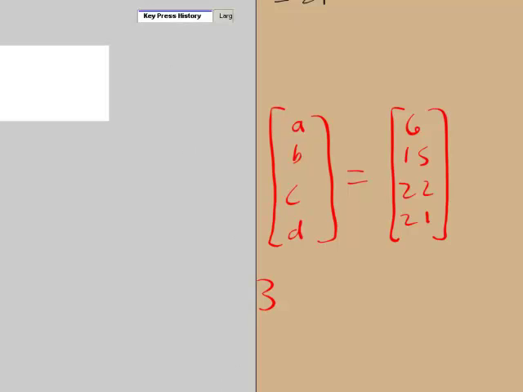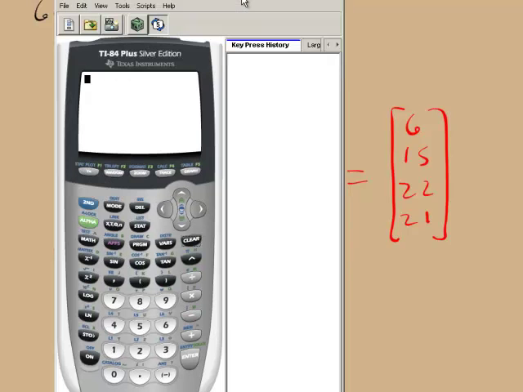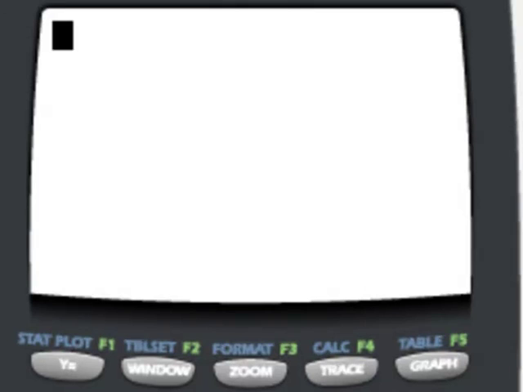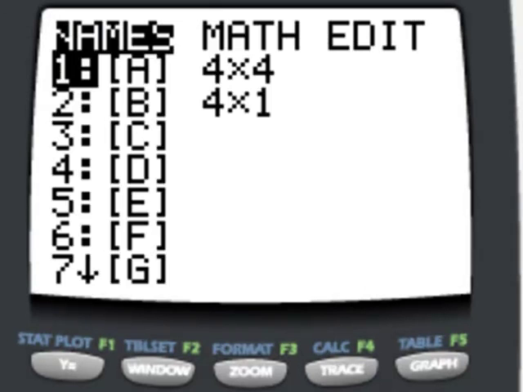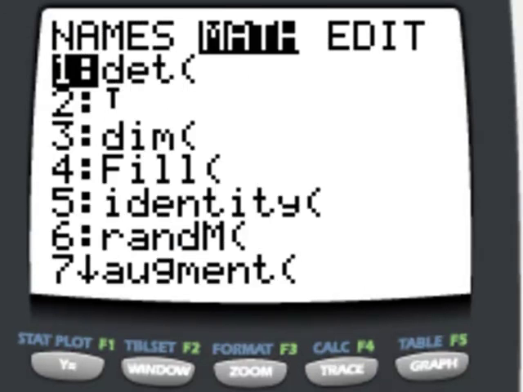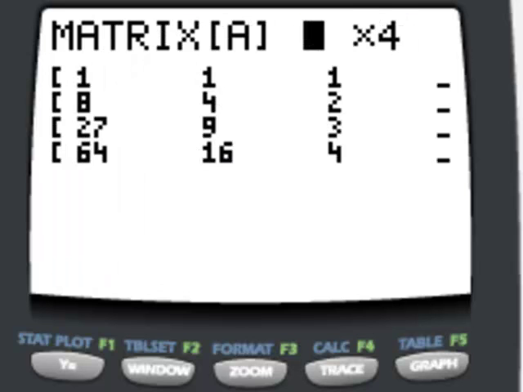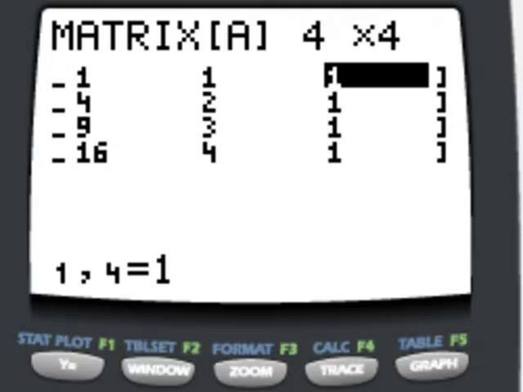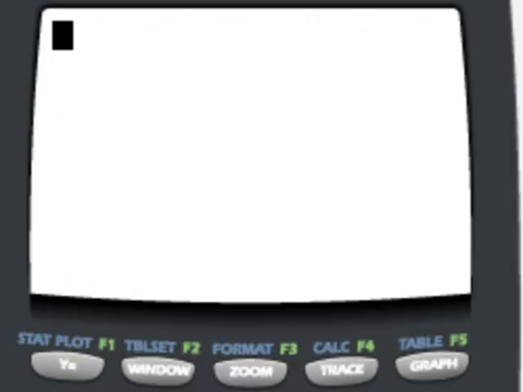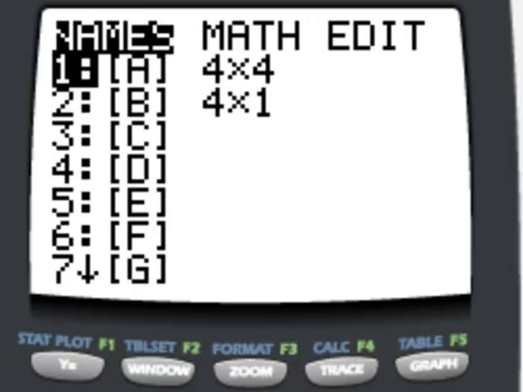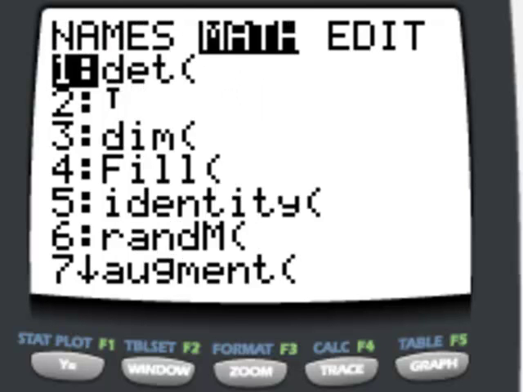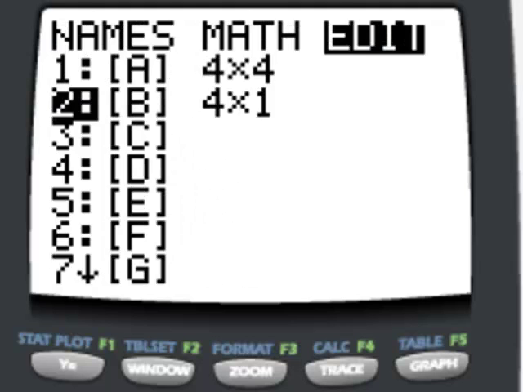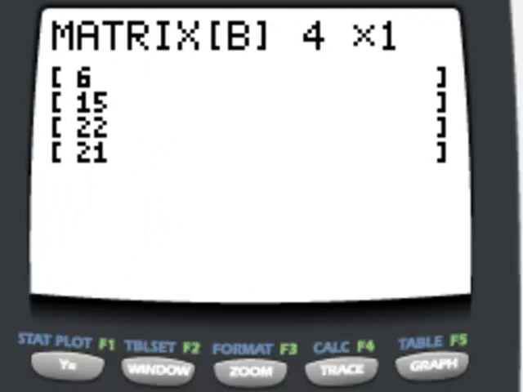So here's my calculator. And I went ahead and already entered in all my matrices. So it's a 4 by 4, and I entered all those values here. And I also entered them into matrix B, the constants. So you can see those 6, 15, 22, and 21.